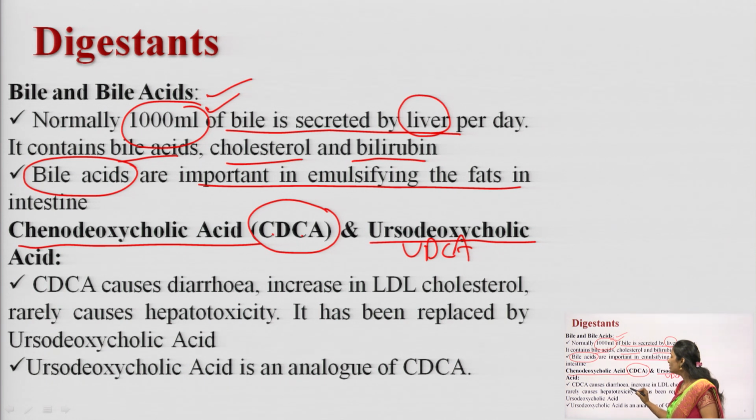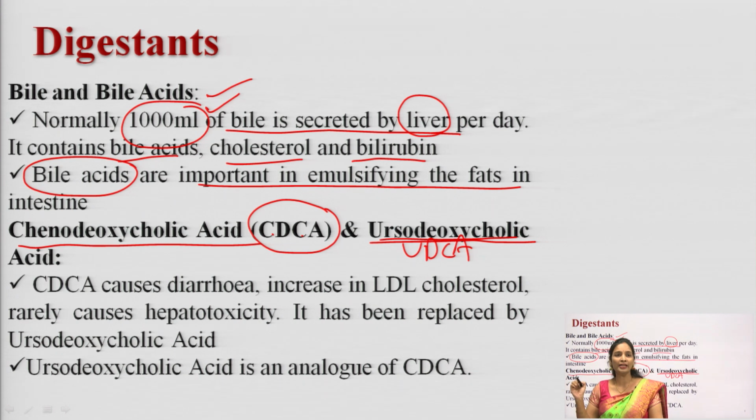This chenodeoxycholic acid can cause diarrhea, and it can increase the LDL levels, but hepatotoxicity is very rare. It is not a major side effect like hepatotoxicity, but it increases LDL levels and causes diarrhea. This is the reason this drug has been replaced with ursodeoxycholic acid, an analog of CDCA.